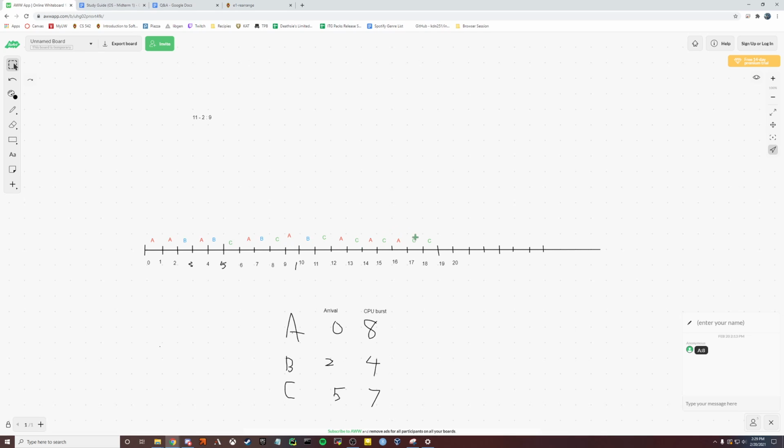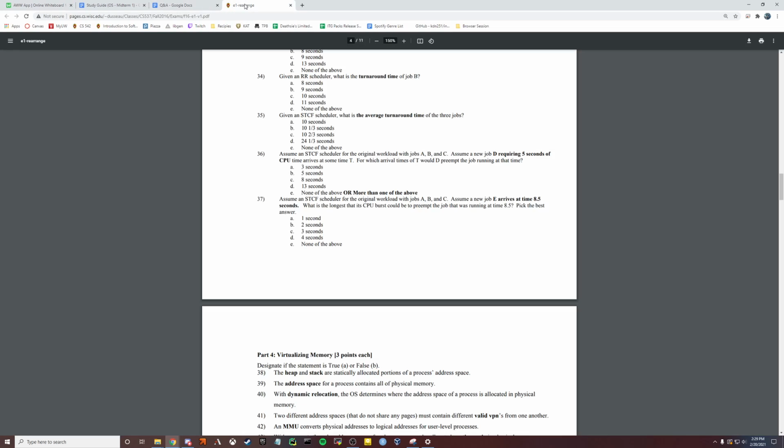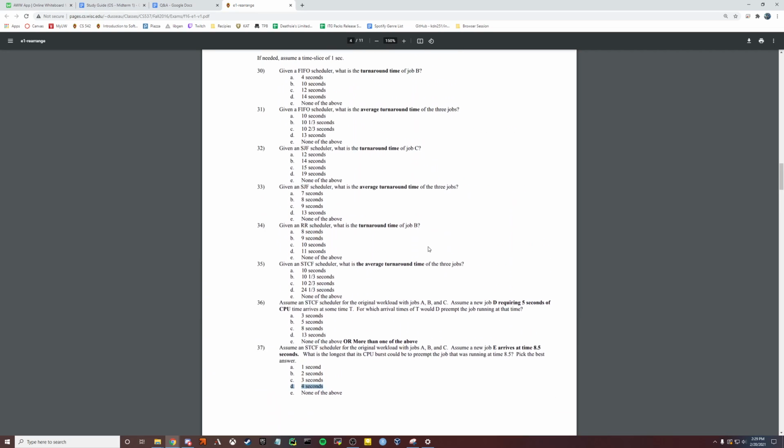So 1, 2, 3, 4. So it'd have to be 4 then, right? Because ties would go to the currently running process, and C would still be running. So 4 seconds. Yep. Okay. So 37 is 4 seconds, answer D. Okay, that is it for that section.